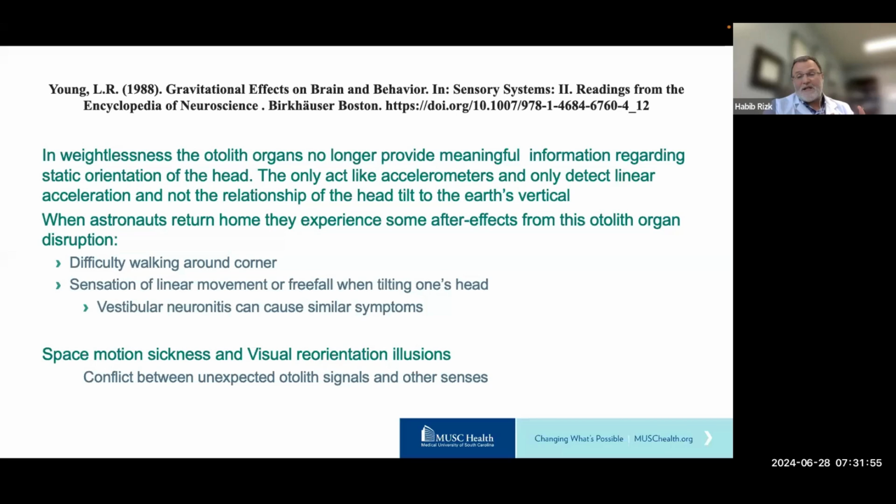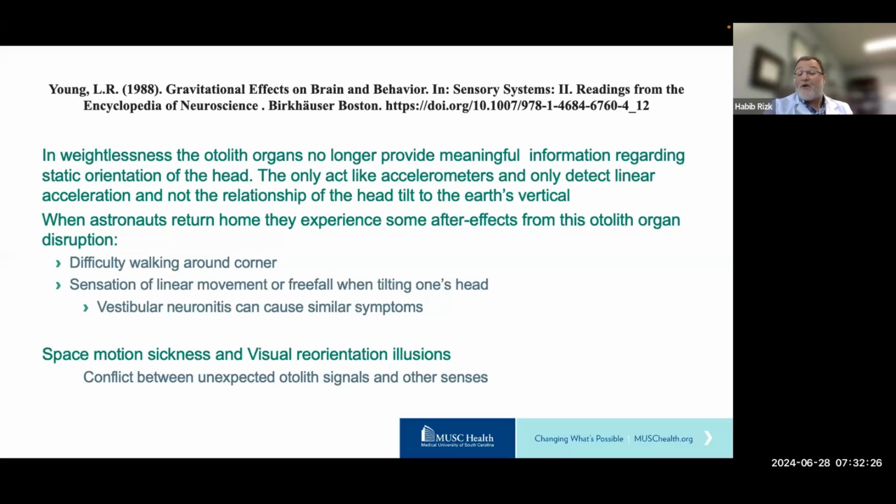However, in weightlessness, the otolith organs can no longer detect the head tilt from the vertical. So they only rely on acceleration. As we said, the utricle and saccule detect tilt and acceleration stimulus, and in weightlessness they only act like accelerometers. So when astronauts return home, they experience after effects from the otolith organ disruption: difficulty walking around corners, and a sensation of linear movement or free fall when they tilt their head.